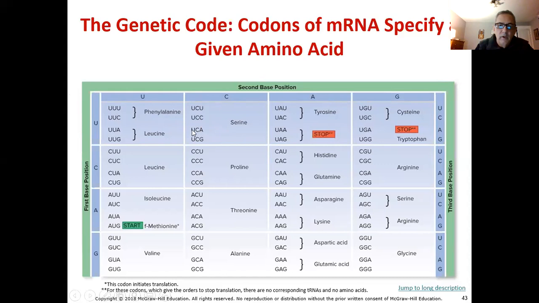So if you had, for example, CAA, well, you know C is here, you go across till you find a CA, and then over here, A. CAA codes for glutamine. And that's all it is to the genetic code.